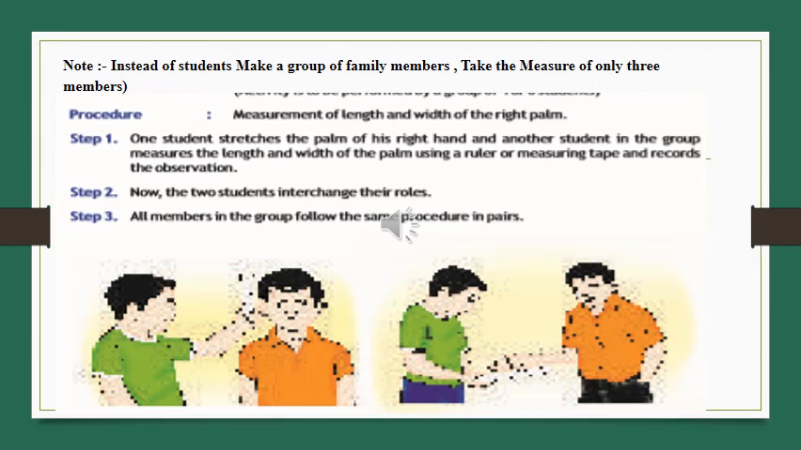Now again interchange, meaning the one who was measuring now has their palm's length and width measured. So in this way both measure each other's. All the members in the group follow the same procedure in pairs. So at the end you will get 3 lengths and widths of the palm, total 6.